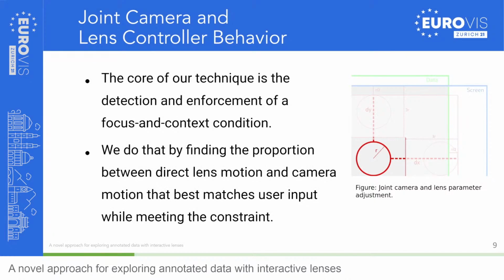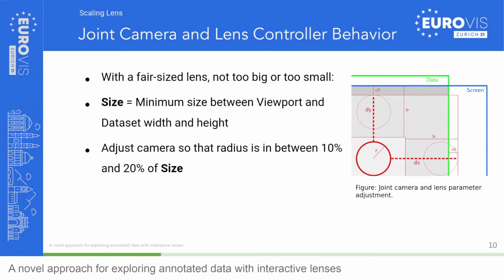As seen in the video, at the core of our technique is thus the detection and enforcement of a focus and context condition. We do that by finding the proportion between direct lens motion and camera motion that best matches user input while meeting the constraint. First of all, we make sure that the lens is not too big or too small. This is done by zooming in with the camera when the radius of the lens becomes smaller than 10% of the visible size of the dataset, or zooming out if it is larger than 20%.